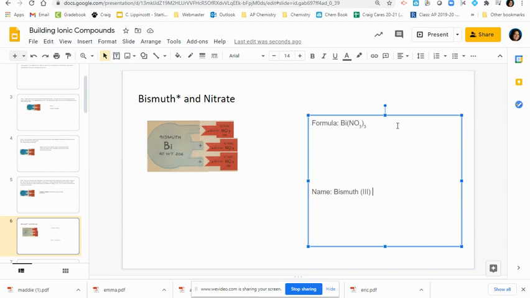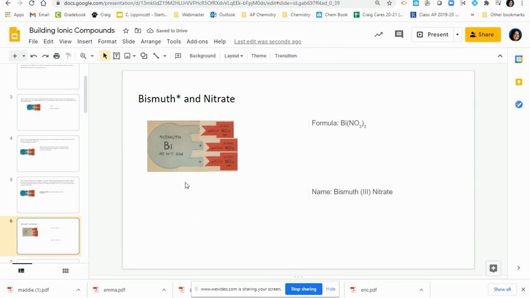Then for these multi-element ions, those are called polyatomic ions. We just write down the name of that. We don't have to change it at all, and we should not change it. So there is our formula. That's bismuth 3 nitrate.